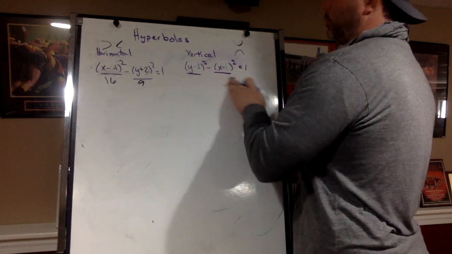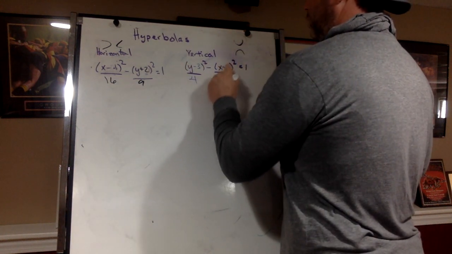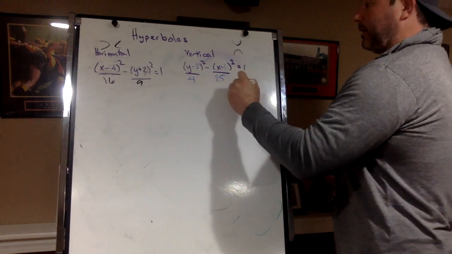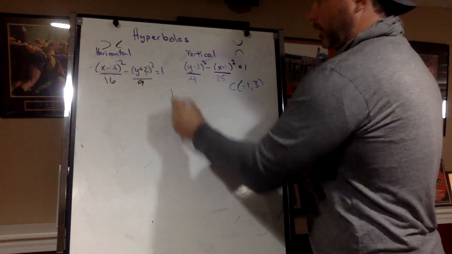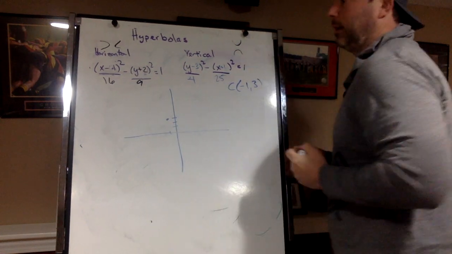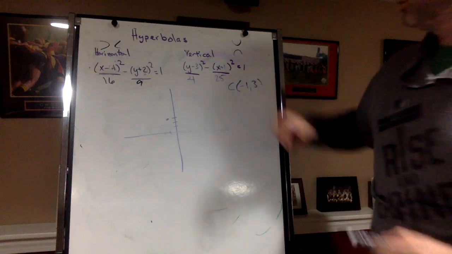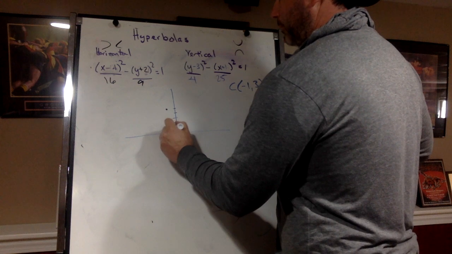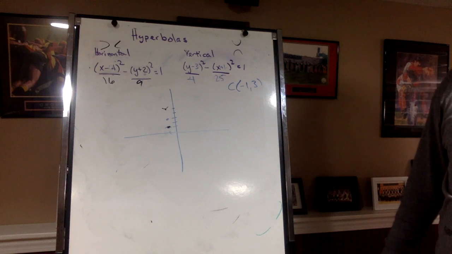Now let's do one that's not so pretty. Let's do 4 here and 25 there. So this one's vertical. It's going to go up and down. Same thing. Let's find our center: it's at negative 1, 3, right? Opposite the x, opposite of y. So when I go to graph, negative 1, 1, 2, 3. So I'm here. Again, I'm going to go in the y direction first. So this says we should go up and down 2. 1, 2. And I'm going to give myself a little mark saying, hey, that's where we're going.